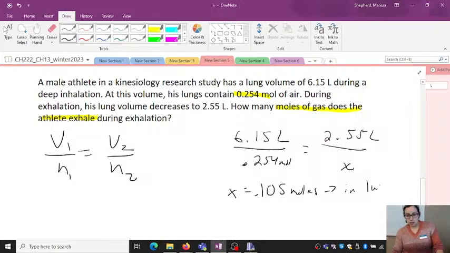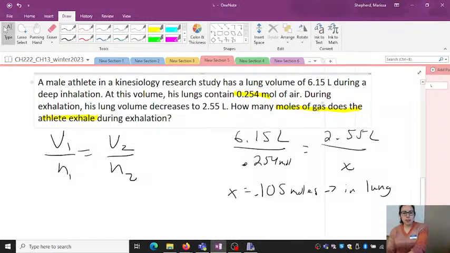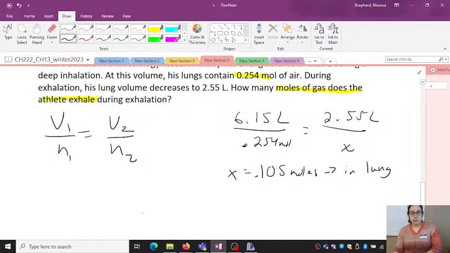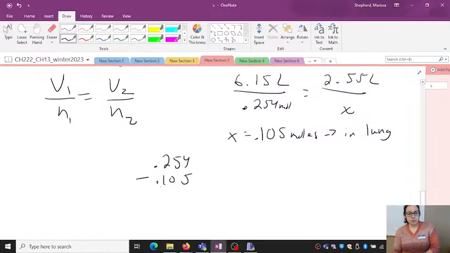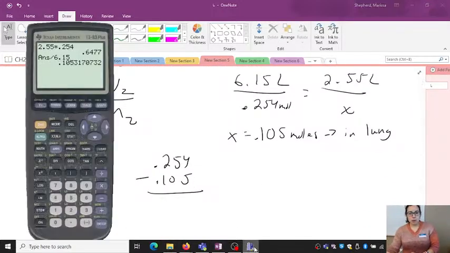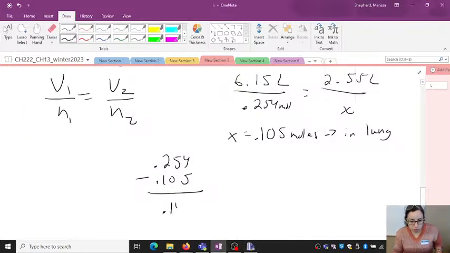in lung. But the problem asks, how many moles of gas does he exhale? So then we just have to take the difference. So 0.254 minus 0.105. And so how many moles were exhaled? What did you say? 0.149. Perfect. 0.149 moles exhaled.